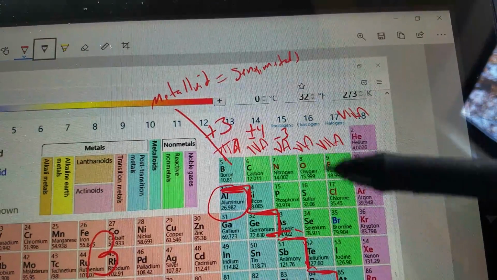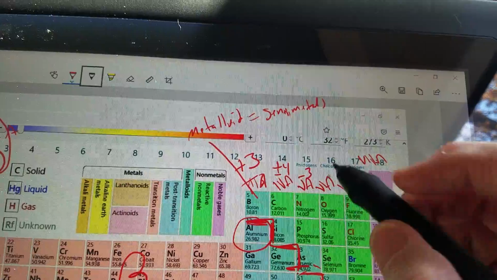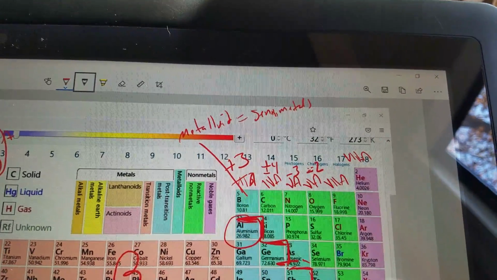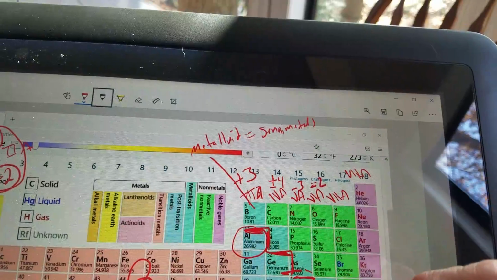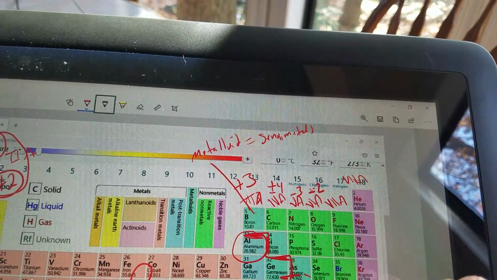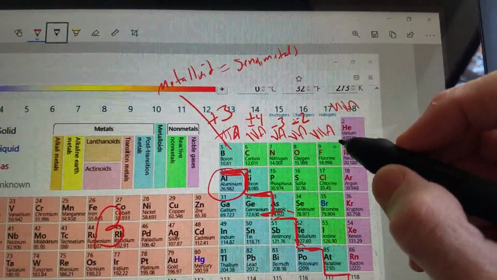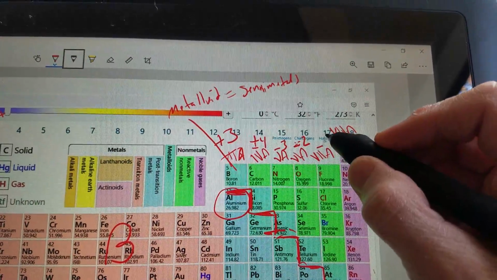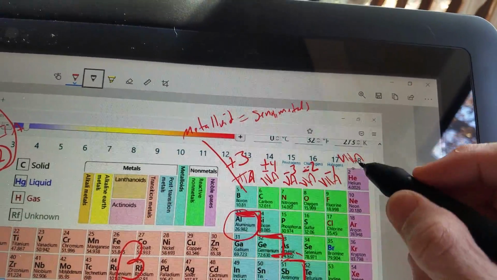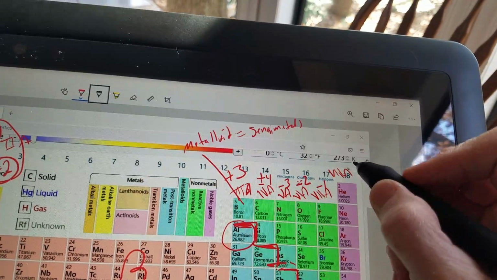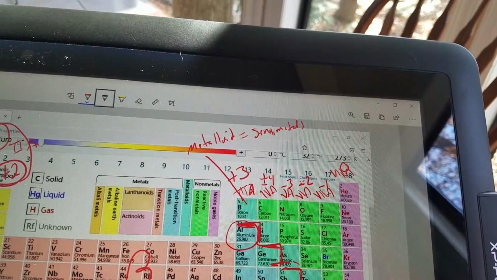And then our oxygen is 6A, so it's going to want to gain 2 instead of trying to lose 6. So these are typically minus 2. Again, these metals or metalloids can have positive charges. Your fluorine has 7, so it's going to want to gain 1. And then, of course, these are the noble gases. These are already in their most stable conformation, so they don't have an oxidation state.